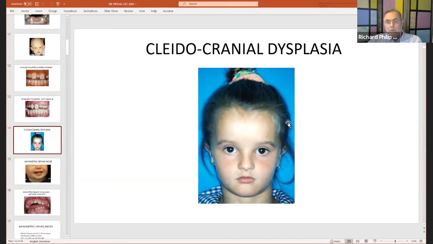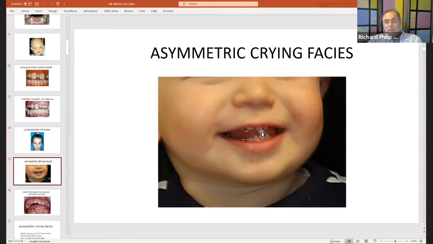Particular characteristics of the face are frontal bossing, hypotelorism, a very delayed arrival of her permanent teeth, and absent or hypoplastic clavicles. Another interesting variation in the arrival of dentition is a youngster with the asymmetric crying face, where the depressor anguli oris is either absent or poorly innervated and not working well.